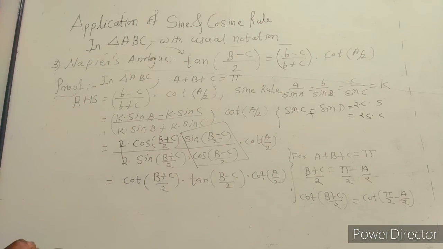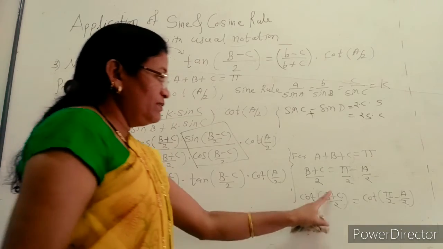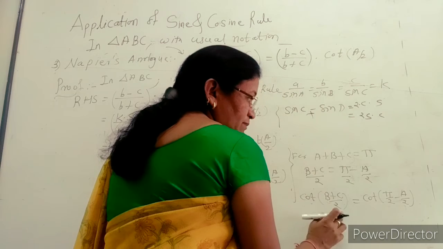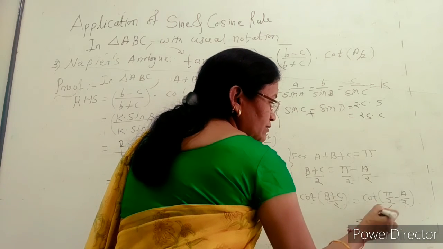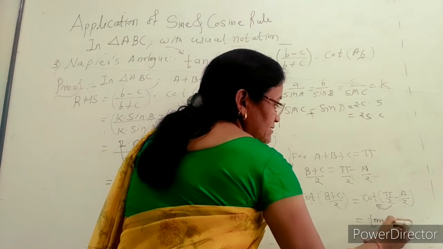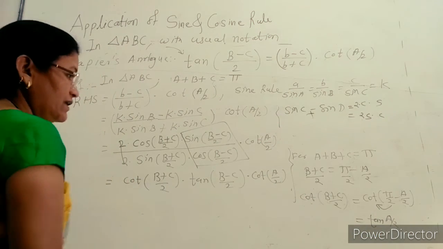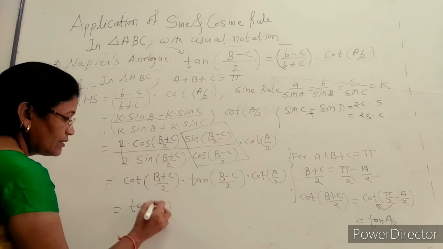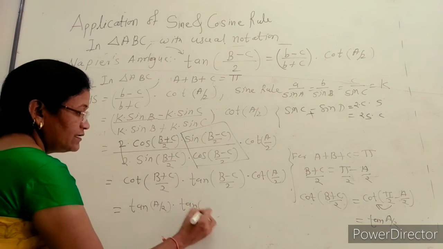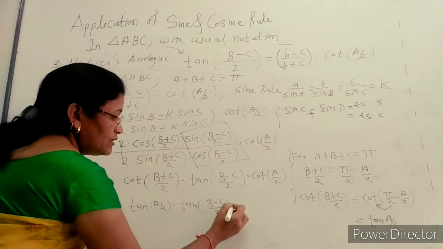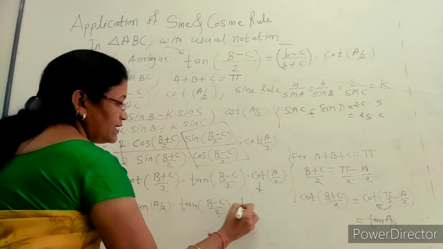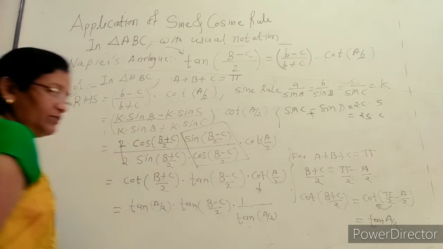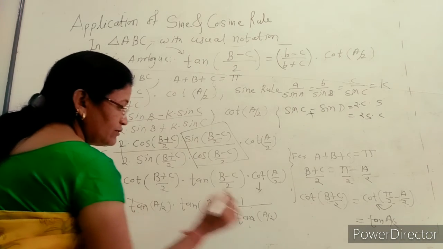Cot of (B plus C) upon 2 is equal to cot of (pi by 2 minus A by 2). Due to pi by 2, the cot becomes tan, and the angle is the half angle A by 2. So we can replace cot of (B plus C) upon 2 by tan A by 2, times tan of (B minus C) upon 2. Now cot A by 2 is nothing but 1 upon tan A by 2, so tan A by 2 cancels out.